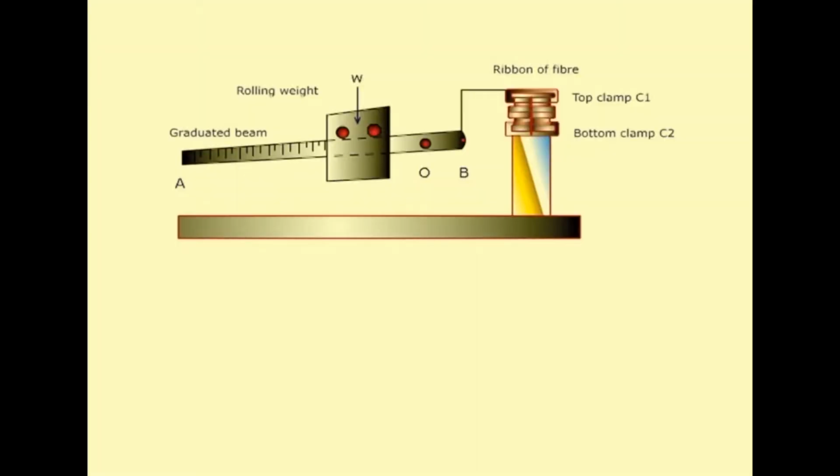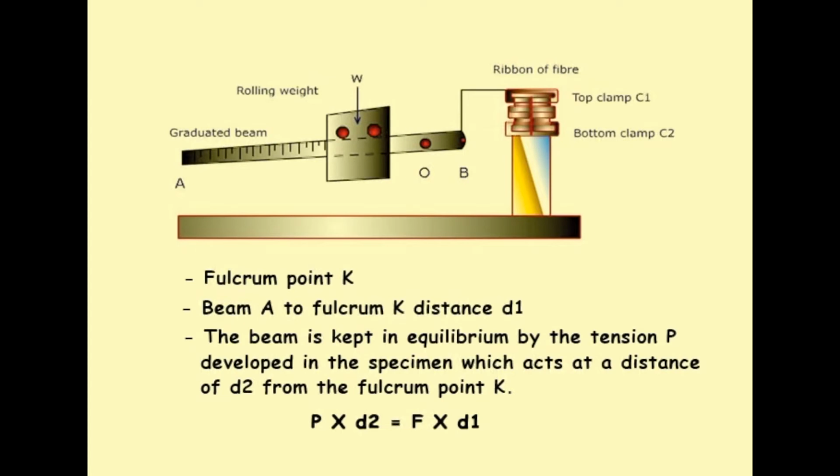So, let us consider a beam AB being pivoted at fulcrum point K. A force F is applied to the edge of the beam A at a distance of d1 from the fulcrum K. The beam is kept in equilibrium by the tension P developed in the specimen, which acts at a distance of d2 from the fulcrum point K. Since the sum of clockwise moments is equal to the sum of anti-clockwise moments, we can say that P into d2 is equal to F into d1.